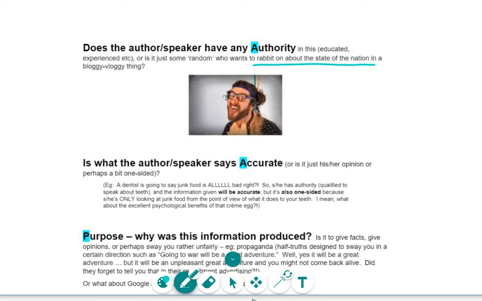Sometimes, is what they're saying accurate? You know about Donald Trump's fake news. Even the news apparently talks fake stuff, and they do. So have a think about that.